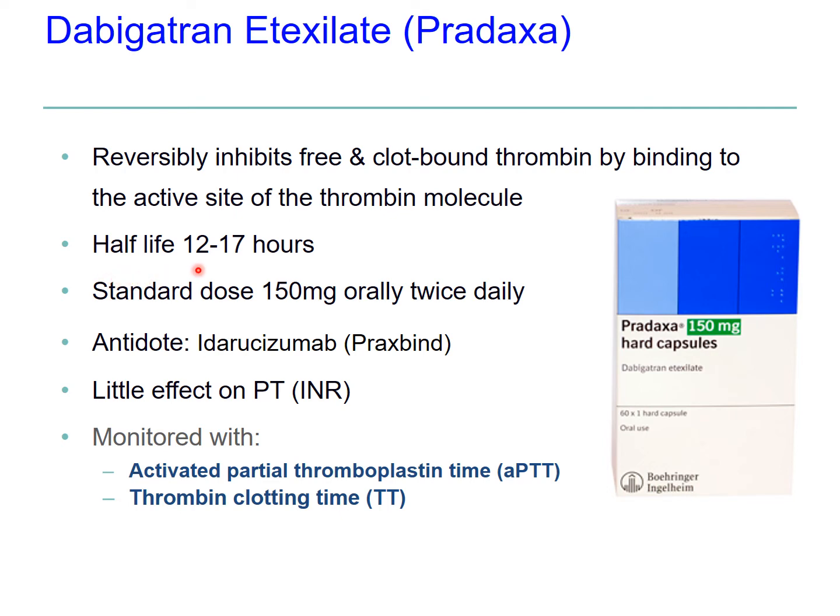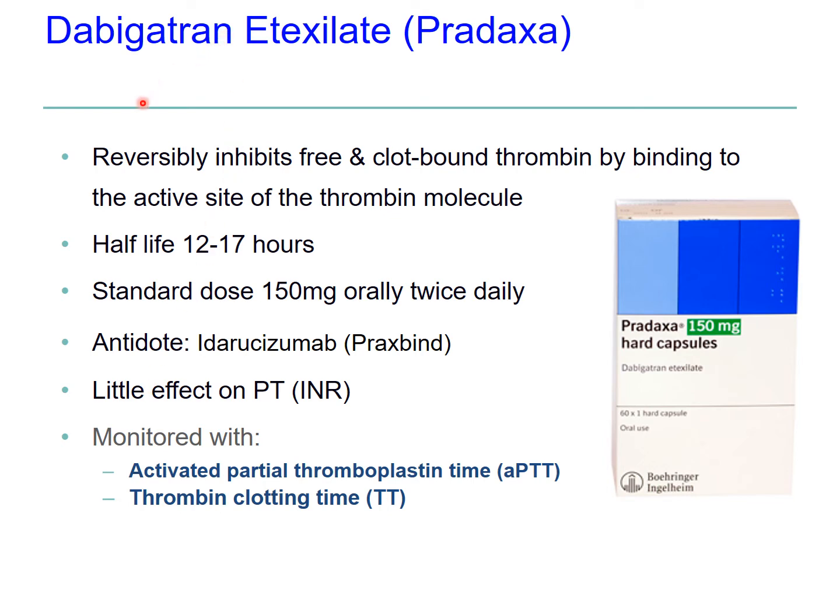The half-life is 12 to 17 hours, and it is prescribed orally in a dose of 150 milligram twice daily. An antidote for dabigatran has been developed recently, which is idarucizumab or Praxbind. However, it is an extremely expensive drug, can only be administered in hospital settings, and only used sparingly.